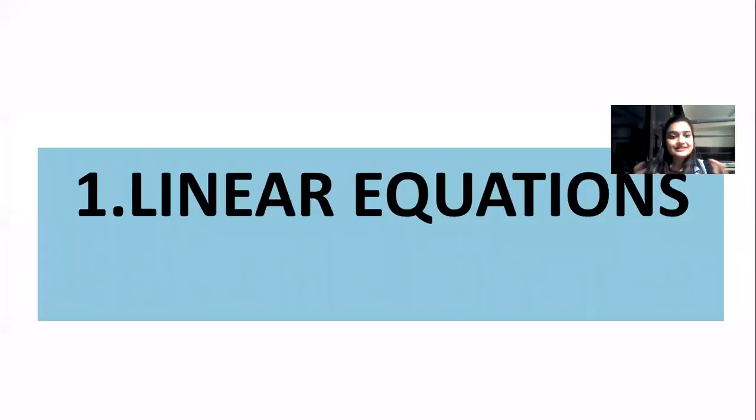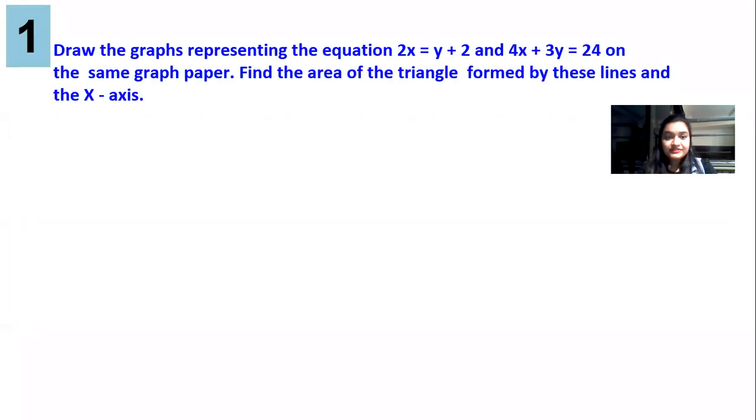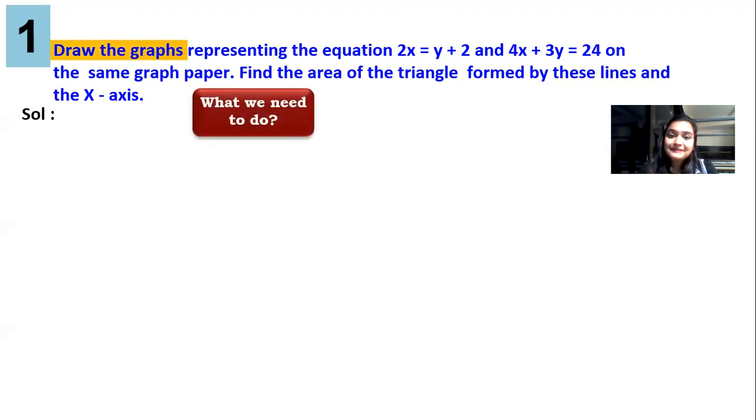Now, we are going to discuss these chapters with the help of sums, which will give us a clear idea how to solve this chapter in a more efficient way. Draw the graph representing the equation 2x = y + 2 and 4x + 3y = 24 on the same graph paper. Find the area of the triangle formed by these lines and the x-axis. The question asks us to draw a graph. That means we are going to solve both the equations with the help of the graphical method.